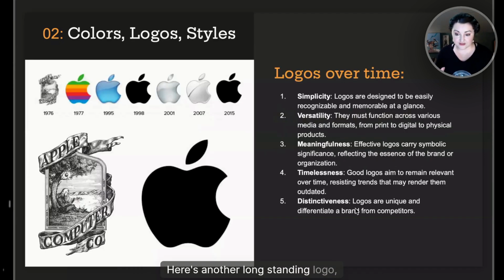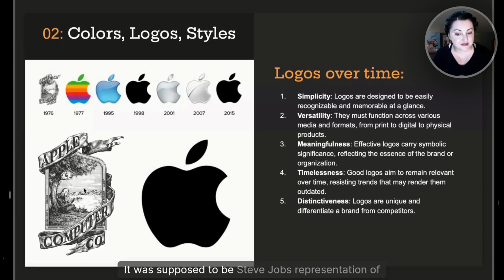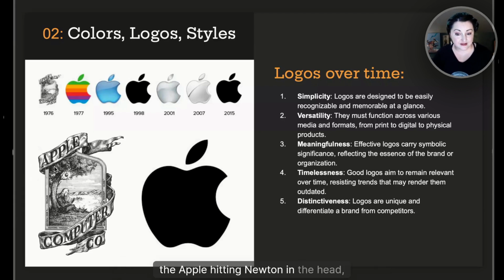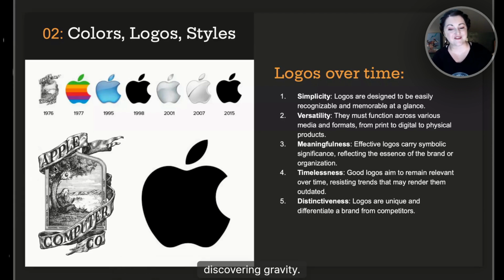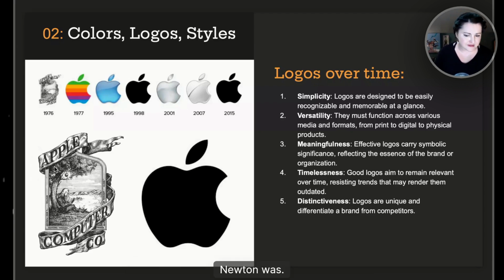Here's another long-standing logo. And this is the Apple logo. Look at this crazy thing at the very beginning on Apple Computer Co. I don't know if you know this, but Apple was based on a Newtonian idea. Yes, that's where that little apple comes from. It was supposed to be Steve Jobs' representation of the apple hitting Newton in the head, discovering gravity. I guess he saw himself as groundbreaking as Newton was.